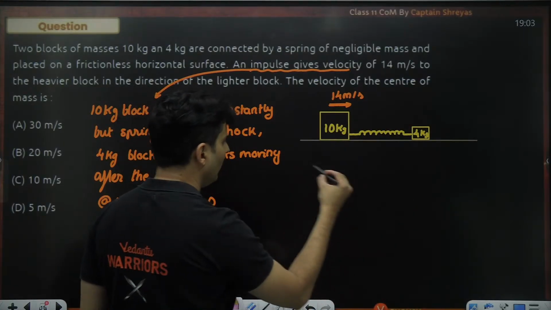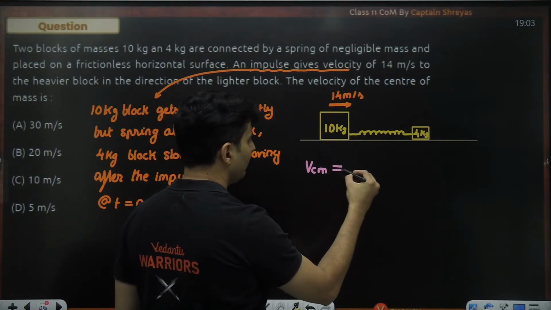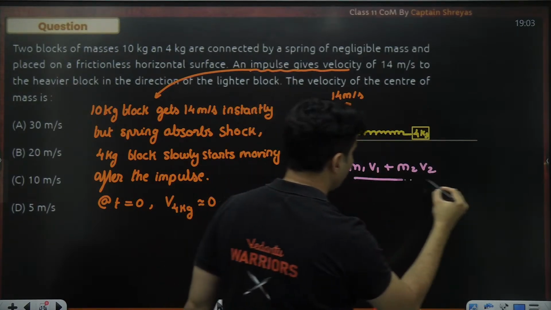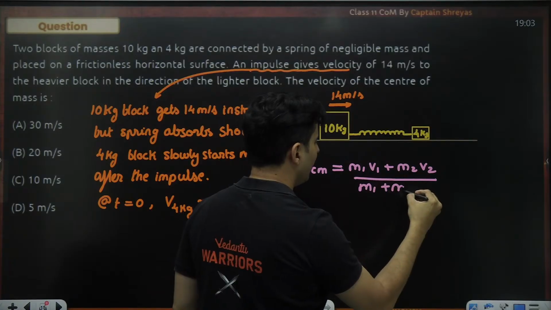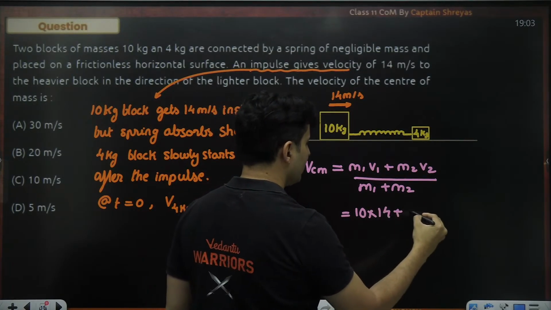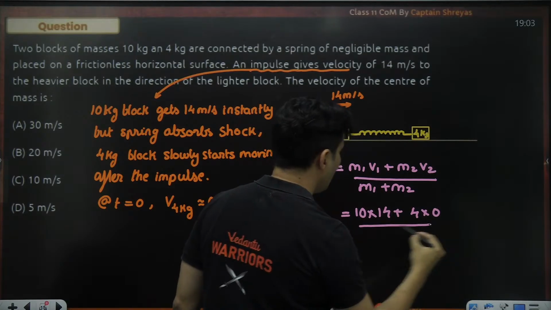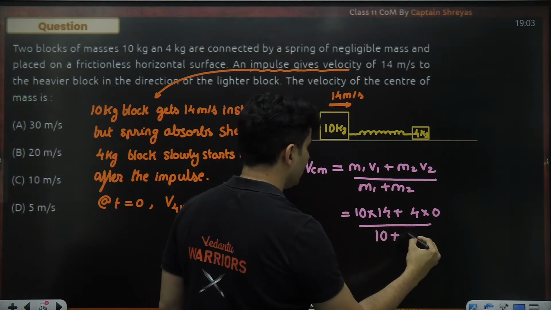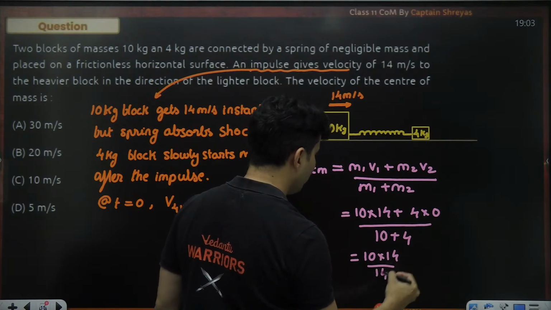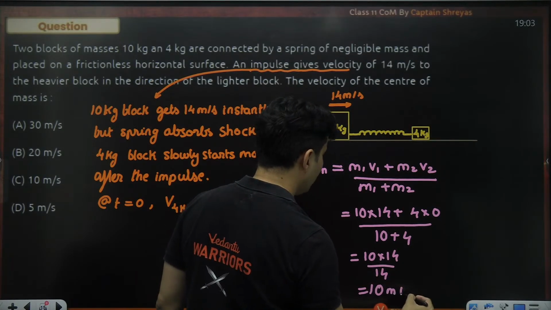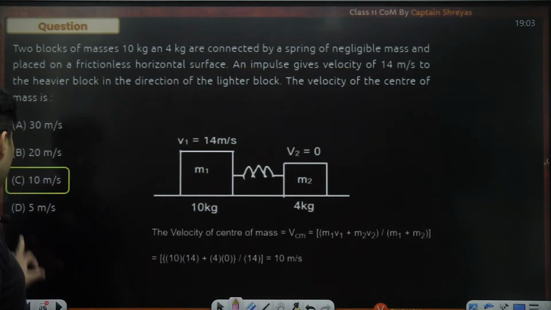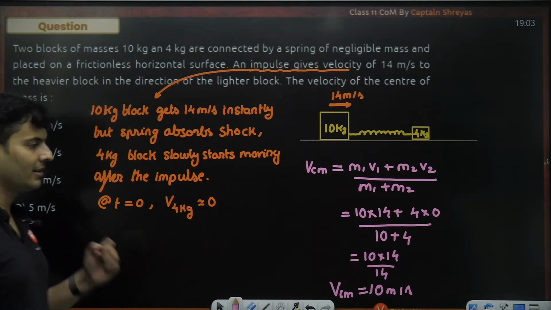From this, we can find the velocity of the center of mass. VCM will be m1 v1 plus m2 v2, the whole thing divided by m1 plus m2. The first mass is 10 kilos, the velocity is 14. Second mass is 4, but the velocity is 0. Whole thing divided by 10 plus 4. So that will be 10 multiplied by 14 divided by 14. 14 cancels, and the answer will be 10 meters per second is the velocity of the center of mass. So 10 is option C over here. That is absolutely correct. Got it?